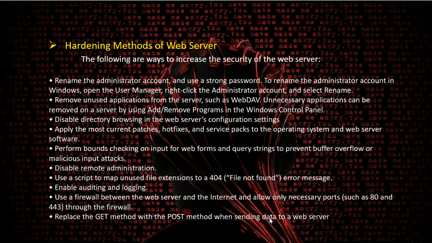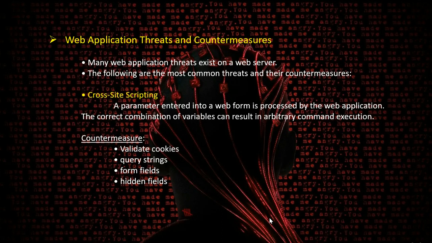So these are the main hardening methods that one should take care of at the web server level. Now, when it comes to web applications, there are many web application threats that exist. The most common ones are cross-site scripting, cross-site request forgery, injection attacks, and directory traversal attacks. These are the common things we come across on a daily basis when it comes to web applications, so we'll cover some of them.